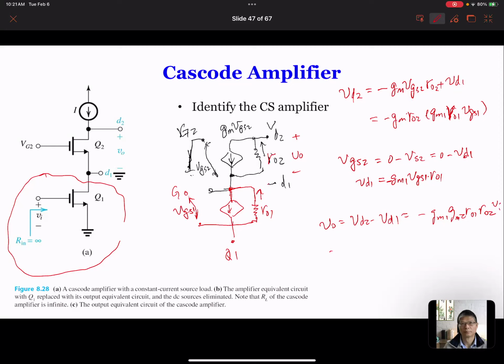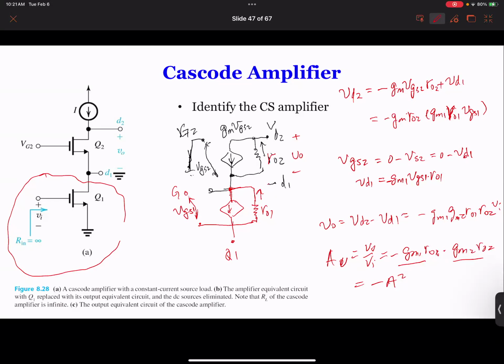And then we can calculate the gain, which is the voltage gain, VO over VI, which is minus gm1 ro1 times gm2 ro2. You can see that's gain 1, that's gain 2. So if gm1 and gm2 are the same, and ro1 and ro2 are the same, or if the transistors are identical, you will get the gain to be the square of a single gain. And so that's really important.